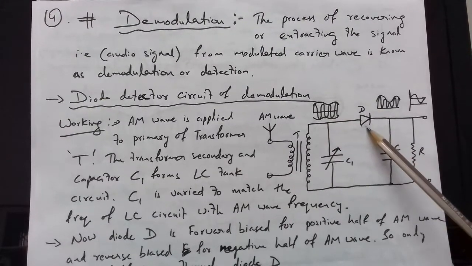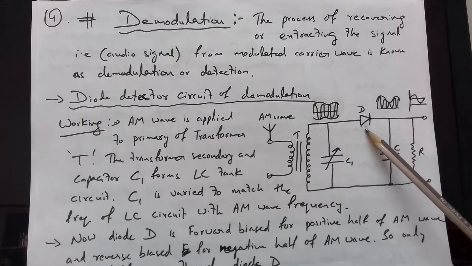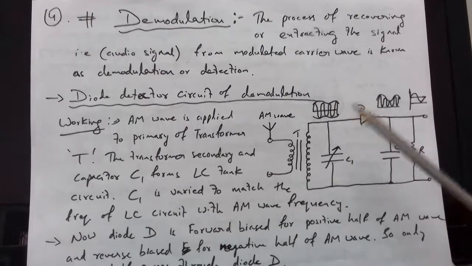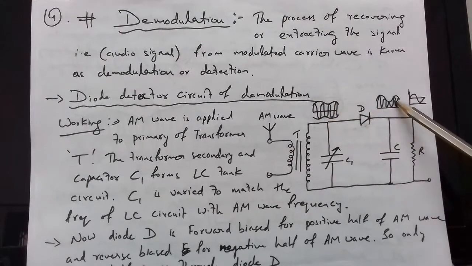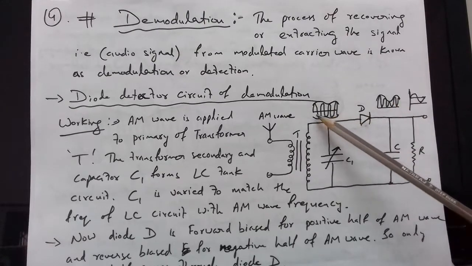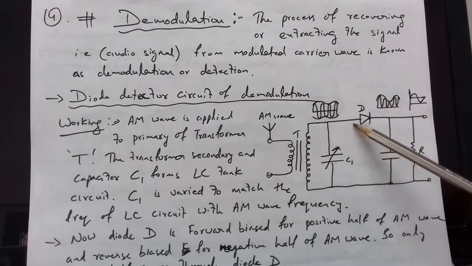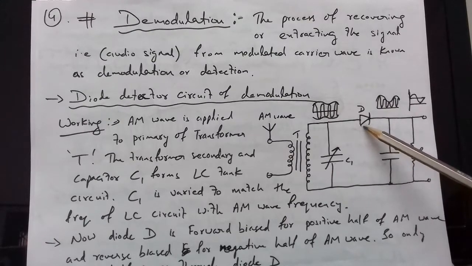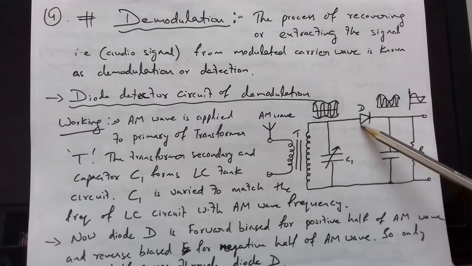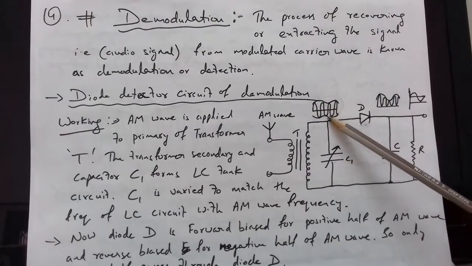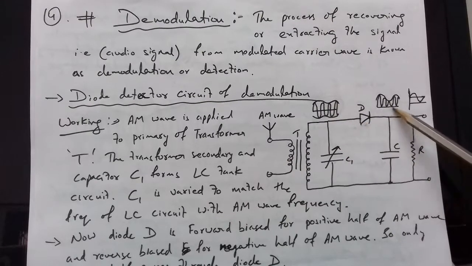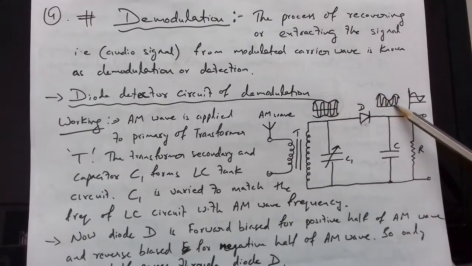Now when this AM wave is passed through the diode, we know the property of a diode is that it does not conduct during reverse bias. Therefore, during the forward bias, the positive part of the AM wave gets transmitted through the diode, but the negative part, when it tries to pass through this diode, becomes reverse biased. Therefore, due to infinite resistance, the negative portion of the AM wave gets filtered out. So now you have only the positive portion.